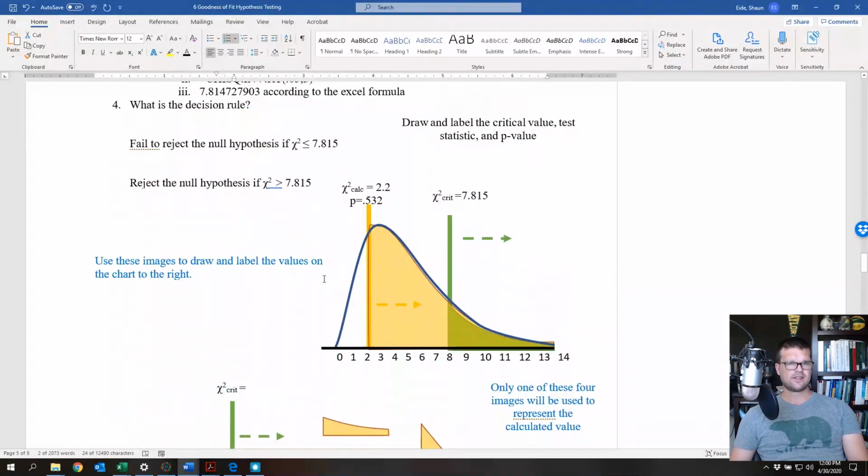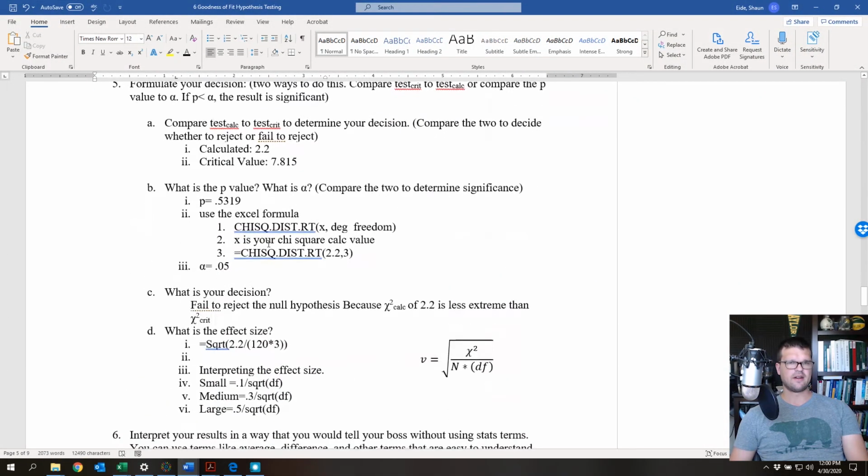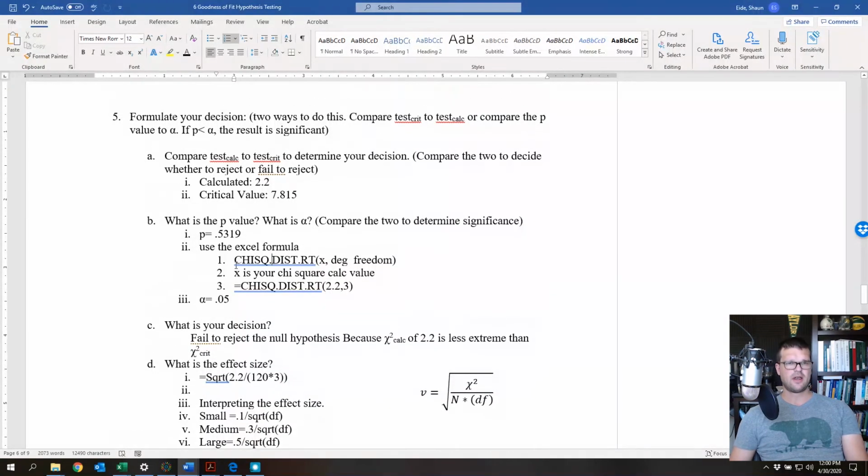Okay. Next, we put that all together, and we're going to now make our decision. What is our decision about rejecting or failing to reject the null hypothesis? In order to do that, we need to compare the calculated value to the critical value. Okay, and what we need to say is we're going to fail to reject the null hypothesis because chi-squared calc of 2.2 is less extreme than chi-squared crit of 7.815.